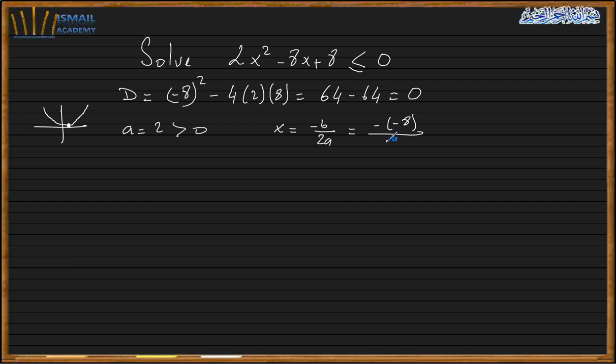minus minus 8 over 2 times 2. So it's going to be 8 over 4, which is 2. So that's the only point where the graph can be 0. So this cannot be negative, but it can be 0. So you see, this is how it works. This can never be negative because of this information: a is positive and d is equal to 0, but it can be equal to 0. So the only solution I have for this one is when this expression equals 0. So my only solution is x equals 2, because this expression can never be negative.